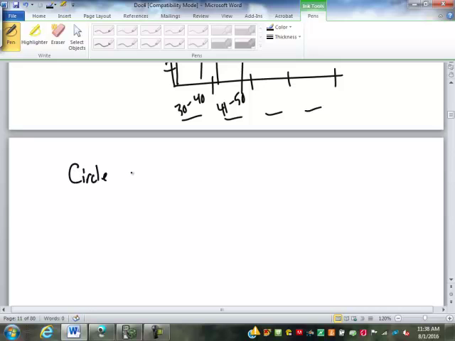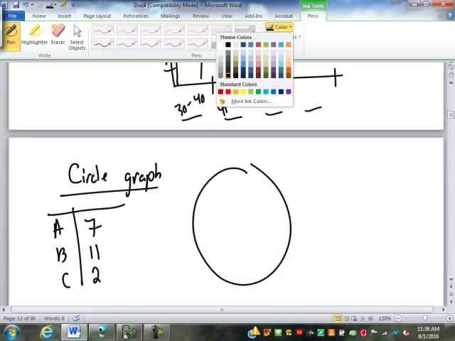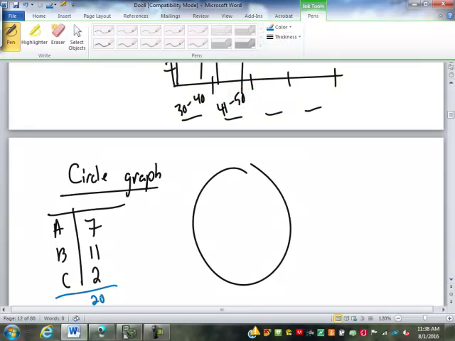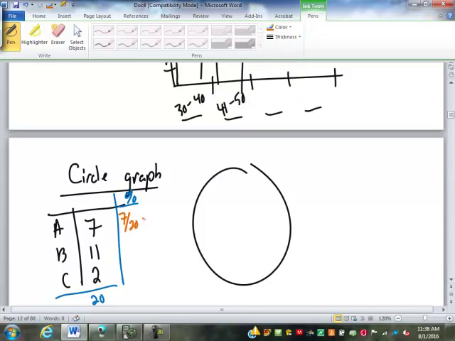Might be asked to make a circle graph. To make a circle graph, you find what percent each of them is. So if I have 7, 11, and 2, I'm just going to call this A, B, and C. I have to find my total, which is 20. Then I find what percent each of those is. 7 out of 20 is 0.35 or 35%. 11 out of 20 is 0.55 or 55%. And 2 out of 20 is 0.1 or 10%.